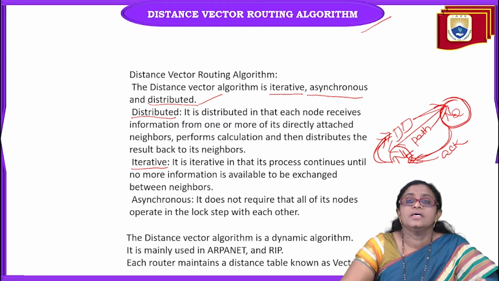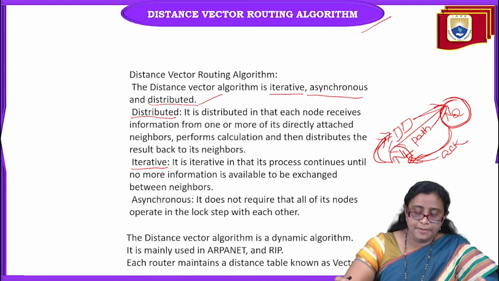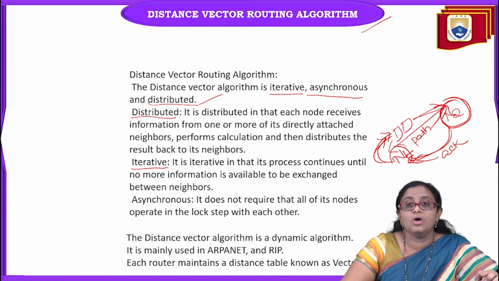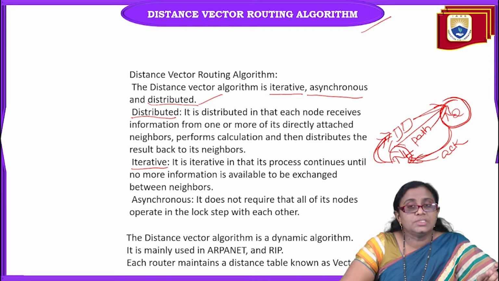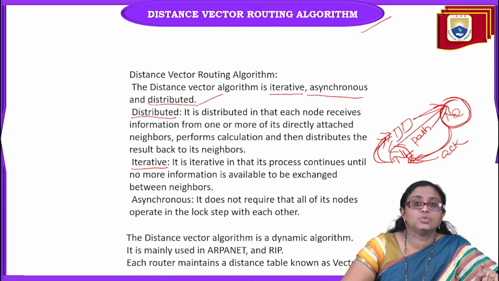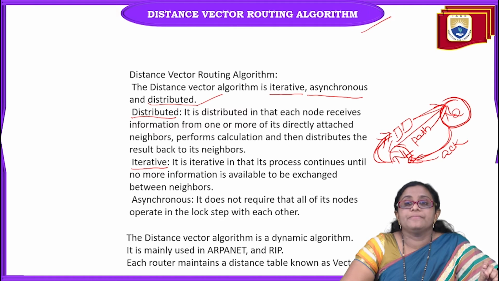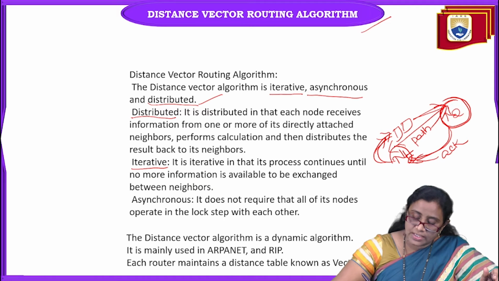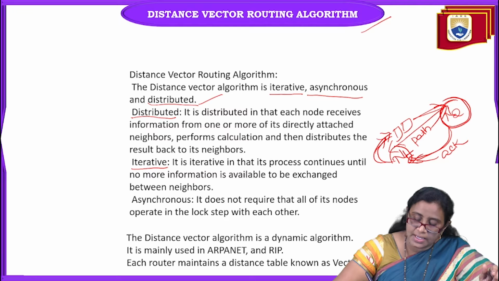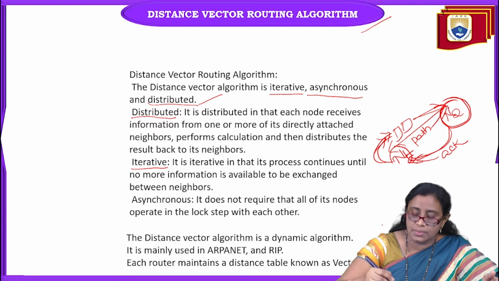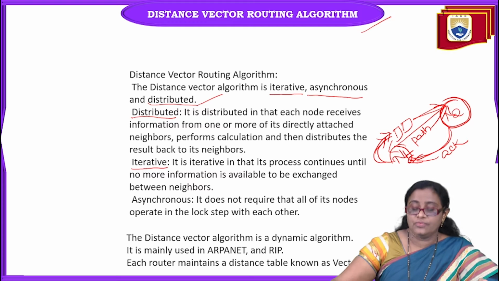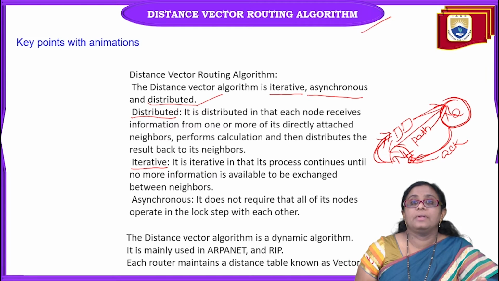Coming to asynchronous, it is not required that all of its nodes operate in lockstep, in parallel with each other. Here, the distance vector algorithm we can define in a secondary way. It is a dynamic algorithm, and it mainly consists of two types of protocols. What are those two? ARPANET and RIP. Here, each router maintains a distance table known as a vector table. The distance vector routing algorithm consists of one table, which we can call a vector table.